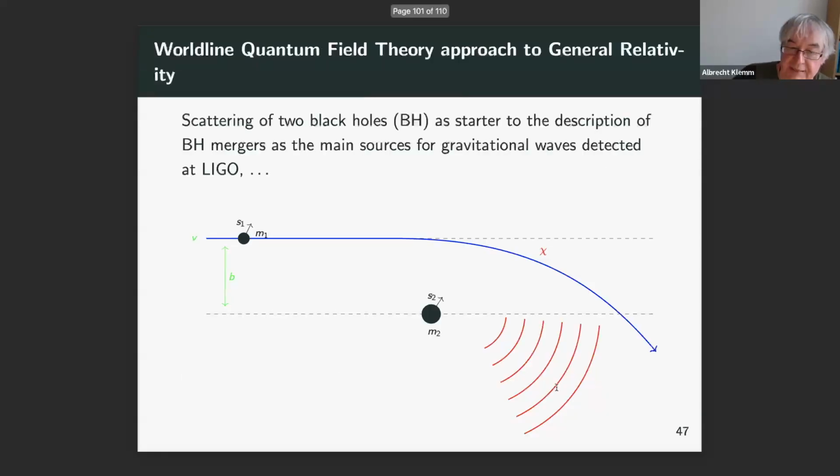So that's very interesting. Let me come now to the last point. This is the scattering of black holes. That is a classical scattering, and you are given the spin and the mass of the first black hole and the spin and the mass of the second, and then you get an impact parameter. The question you want to answer is, how much is the first black hole deflected? This is the scattering angle.